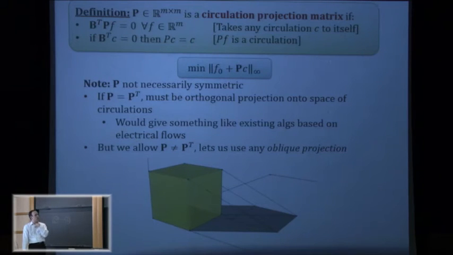So it's not an approximation, right? You could think of it as an orthogonal projection in some other norm, some other L2 type norm. We'll see how we construct it in a sec, but if you use straight orthogonal projection, you're going to end up with standard L2 gradient descent. Basically, you're going to be computing electrical flows.